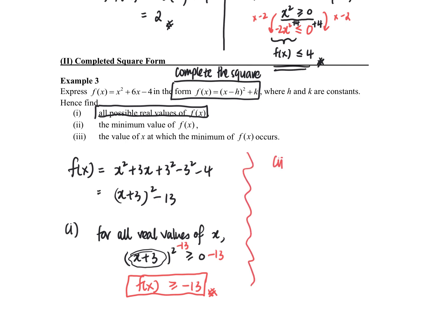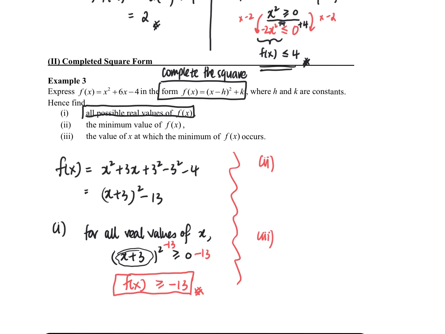Part 2 and part 3 are very silly questions because if you remember, we learned sketching, right? We can get the turning point directly from the completed square form. How do we get the turning point? Minus 3. So this is negative 3. And then my y will be after I zero out this whole thing. Now they are asking me what is the minimum value of f of x. So it will be this.